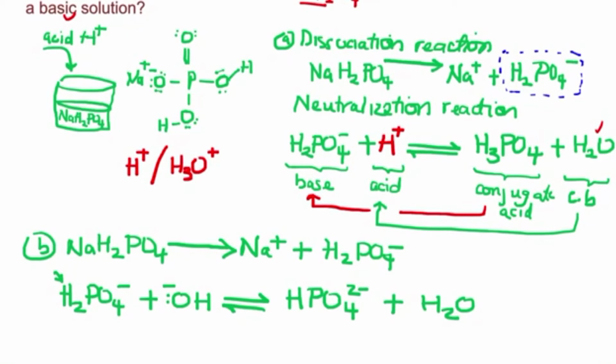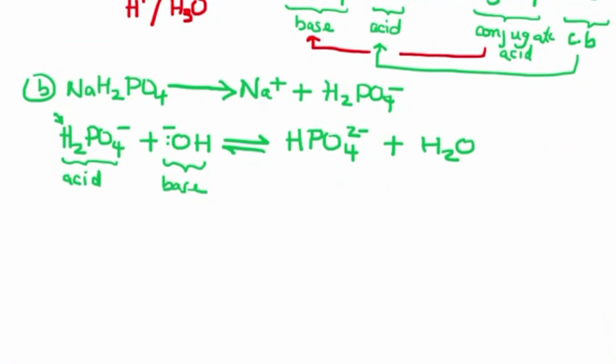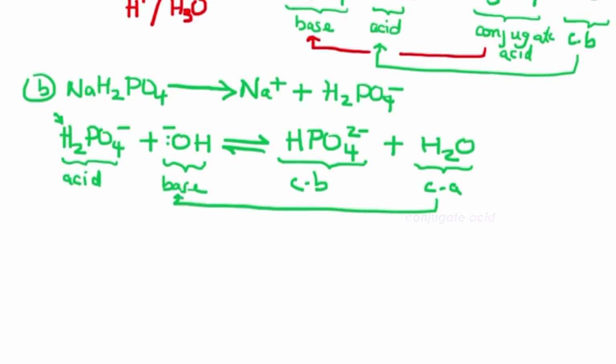So this part here is now considered our acid, and this is considered our base. Once that is done, our product coming from the acid is the conjugate base, and water here will be the conjugate acid of the base right there.